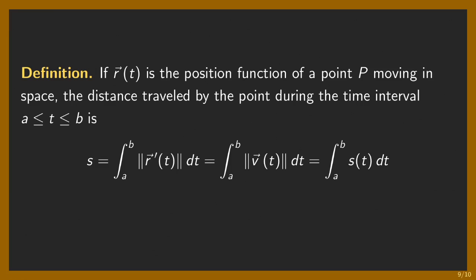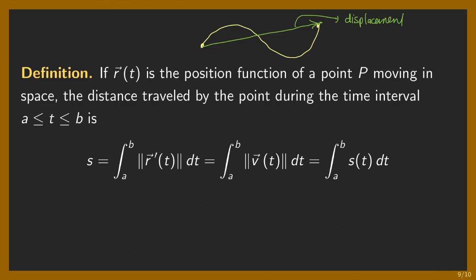Now let's go back to the physics. If r of t represents the position function of a point P moving in space, then the length of the curve, like what we are talking about, is known in physics as the distance traveled. So take note that the displacement is different from the distance. If, let's say, the path of the motion is something like this, a smooth one, the displacement is the vector from here to there. So this is the displacement vector.